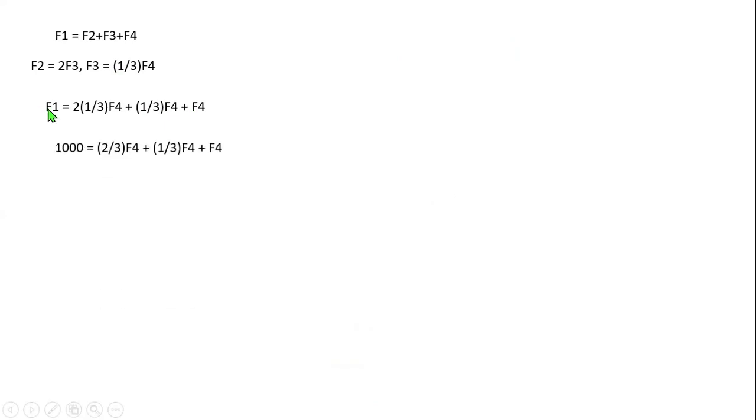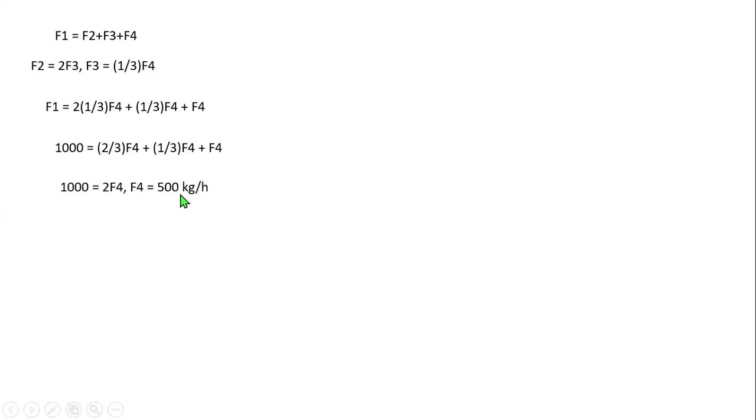So if we look at that, we have F1 is equal to F2 plus F3 plus F4. And we know that F2 is equal to 2F3 and F3 is 1/3 F4. So I can just substitute them in there. I can change this F2 to 2F3. And then that F3, I'll change it to 1/3 F4. Then I would also have 1/3 F4 coming in for this F3 here, then plus F4 itself. And I already know my value for F1 is 1000. So if I put this in, factorize F4 out, and then simplify, I can find the flow rate of F4 to be 500 kilograms per hour, right?